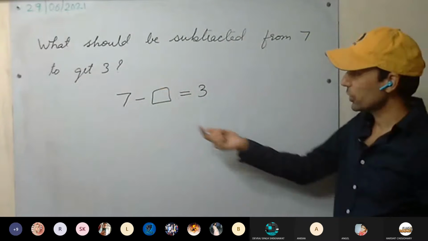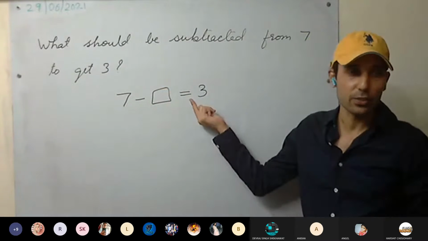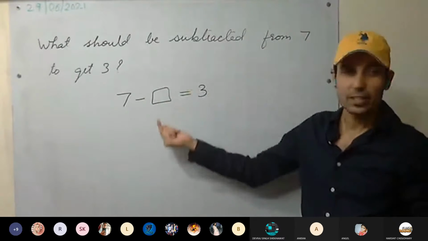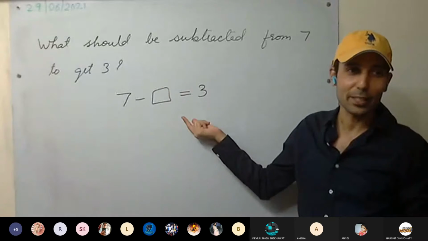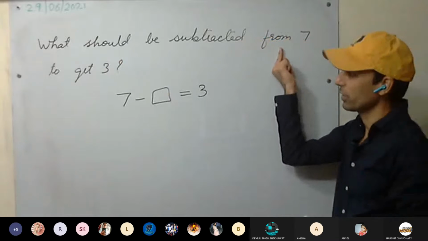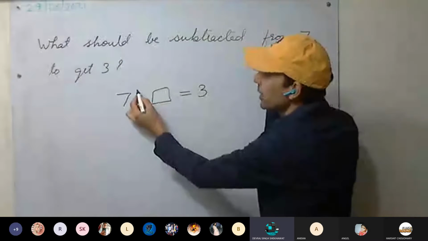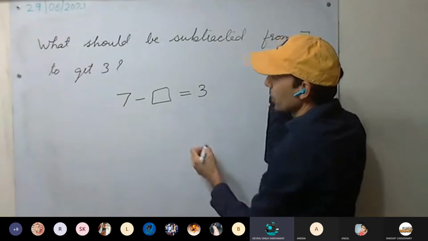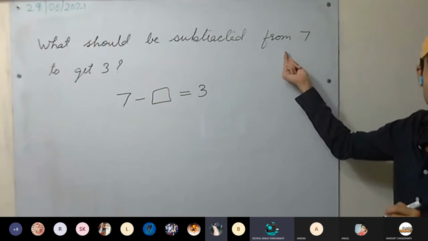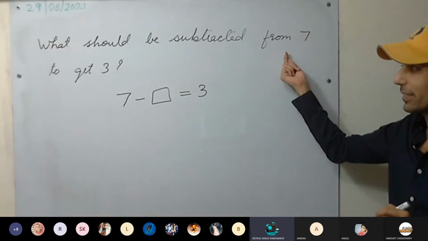This is the question. In first class, we have done a question like this, yes or no? Yes, sir. Only the form has changed, the question remains the same. So what should be subtracted from 7? Sir, 7 minus 3.